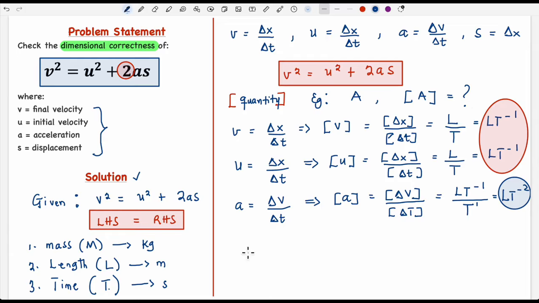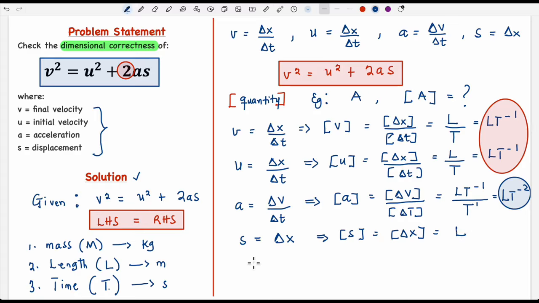Now finally we have displacement, S. Displacement is just the change in position. So the dimensions of displacement is going to be delta x. That is simply L, because it's distance, or the interval between 2 points. Therefore, it's simply L. We have all we need to substitute into this equation to check if indeed the left-hand side is the same as the right-hand side. If that is the case, then the equation is dimensionally correct. If not, then the equation is not dimensionally correct.